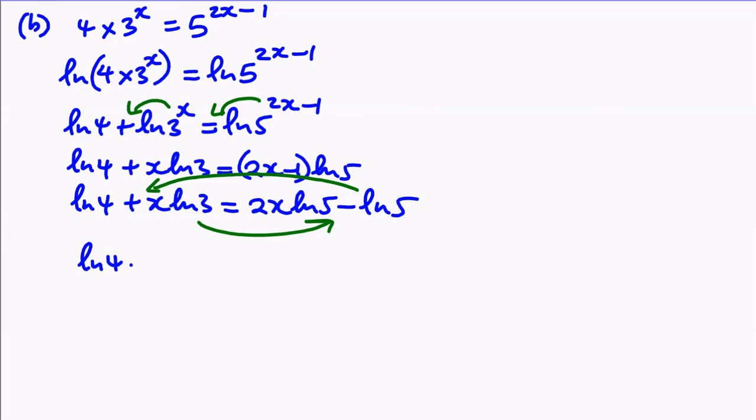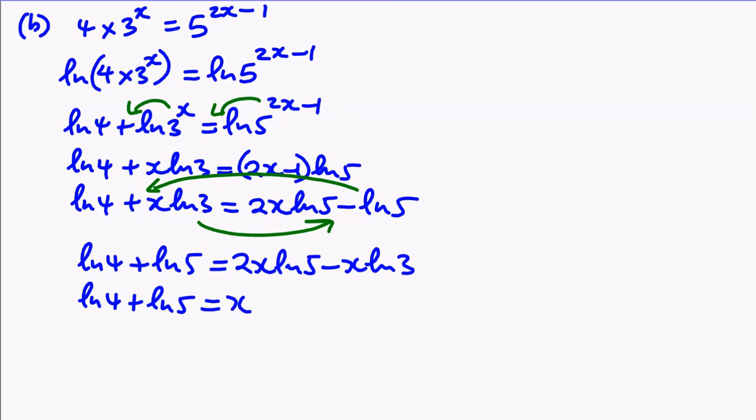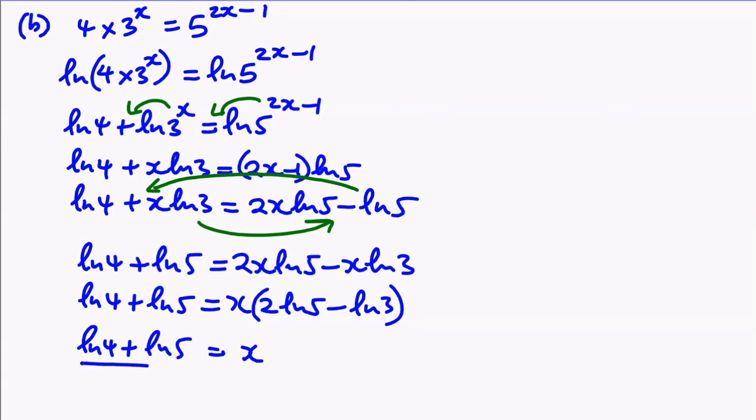ln 4 plus ln 5 is equals to 2x ln 5 minus x ln 3. So ln 4 plus ln 5 will be equal to x into 2 ln 5 minus ln 3, which means that x will be ln 4 plus ln 5 over 2 ln 5 minus ln 3. And if you plug that in your calculator, you should be able to get 1.41.